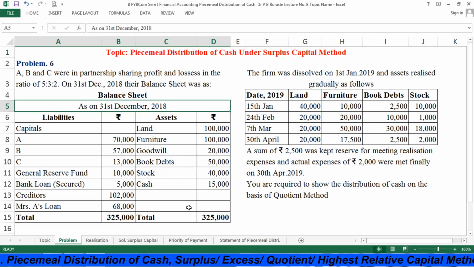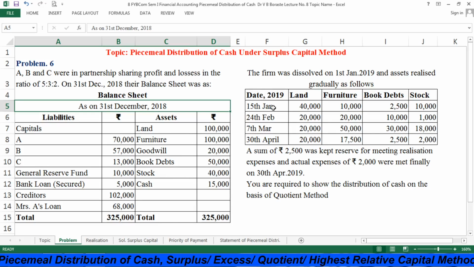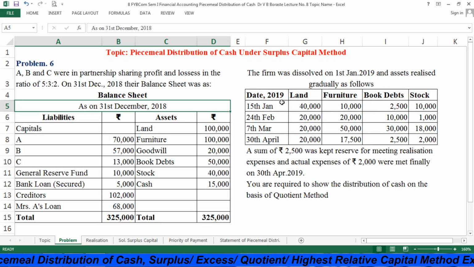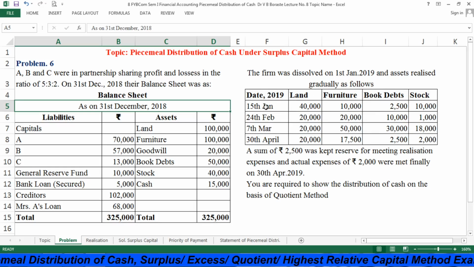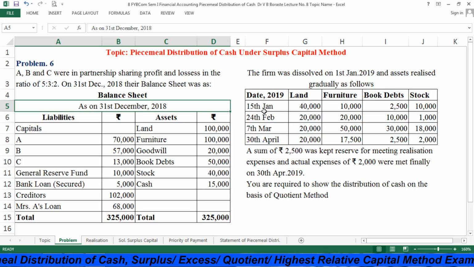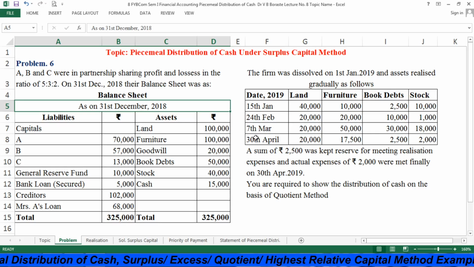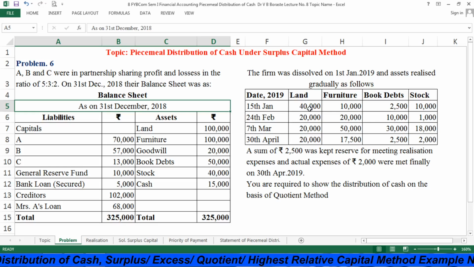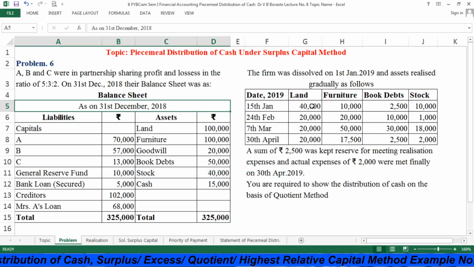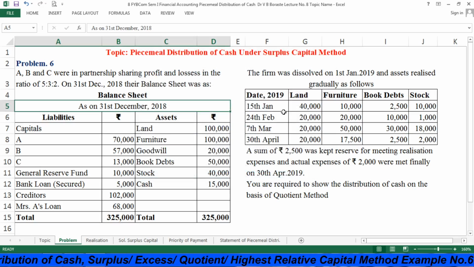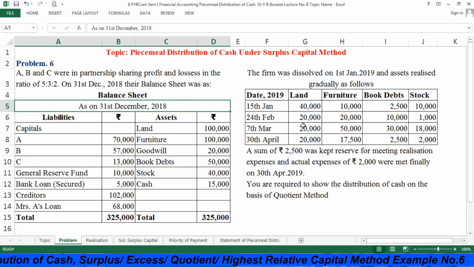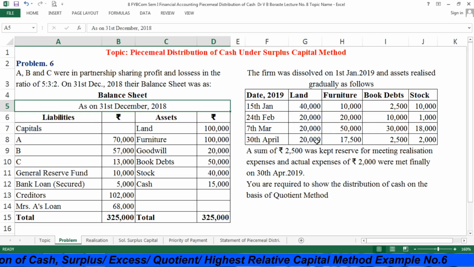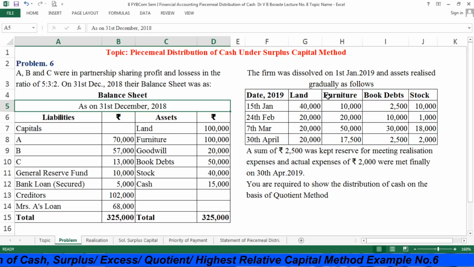After this balance sheet, we have some adjustments. The firm dissolved on 1st January 2019 and the assets were realized gradually as follows. Here we have the dates in 2019: 15th January, 24th February, 7th March, 30th April, and we have a realization of land sold. From the selling of land we got 40,000 in January, 20,000 in February, 20,000 on 7th March and 20,000 on 30th April. In this way we got various realizations.